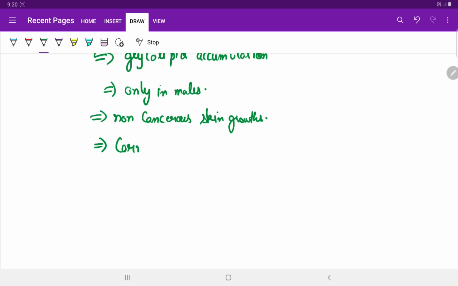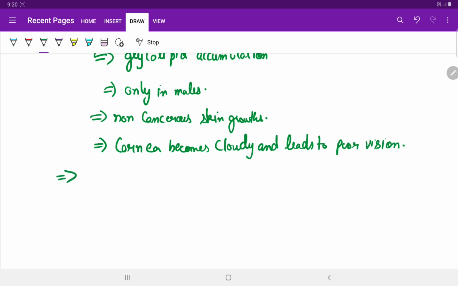Cornea becomes cloudy, and leads to poor vision. Kidney failure may occur. High blood pressure. So these are the common symptoms of this Fabry's disease. The disease cannot be cured or even treated directly.